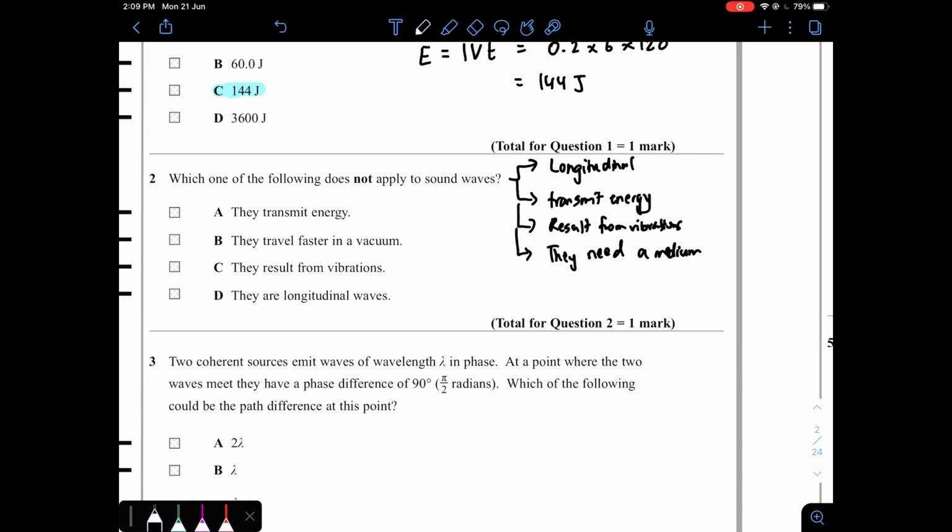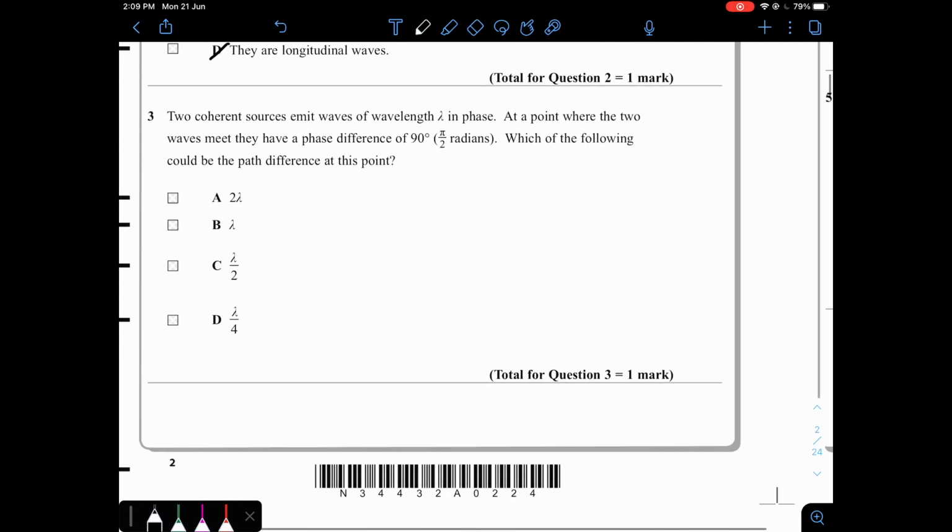So A, they transmit energy. This does apply to sound waves, so we can get rid of that. They travel faster in a vacuum. Now, vacuum means that there are no particles in it. There is no medium for the sound to travel through. So this does not apply to sound waves, and we can move on. But just to double check, let's see C and D. They result from vibrations. Yes, this does apply to sound waves, so we can get rid of C. And they are longitudinal waves. This does apply to sound waves, so we can get rid of D. So the answer is B.